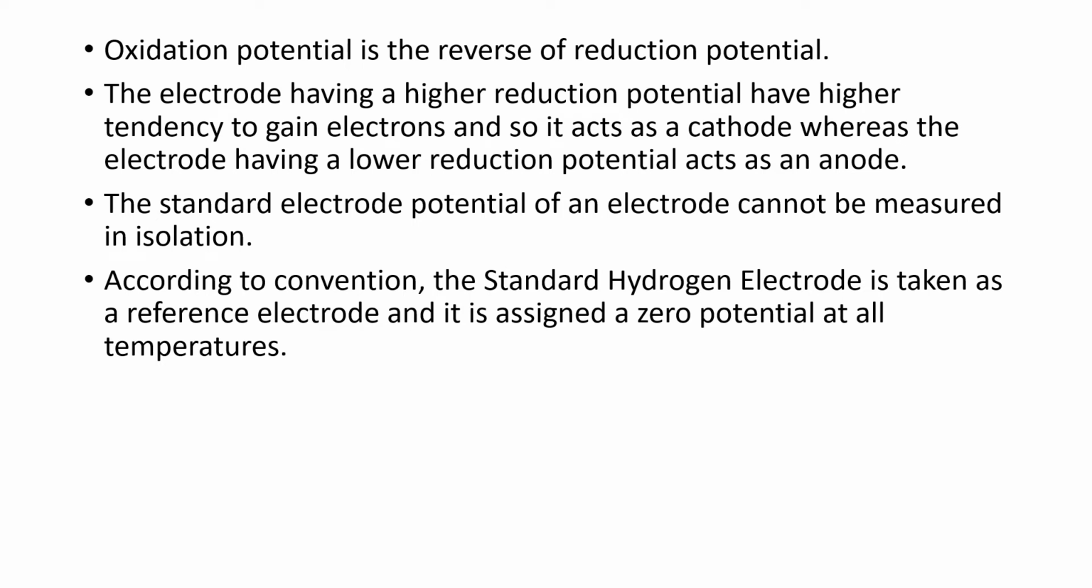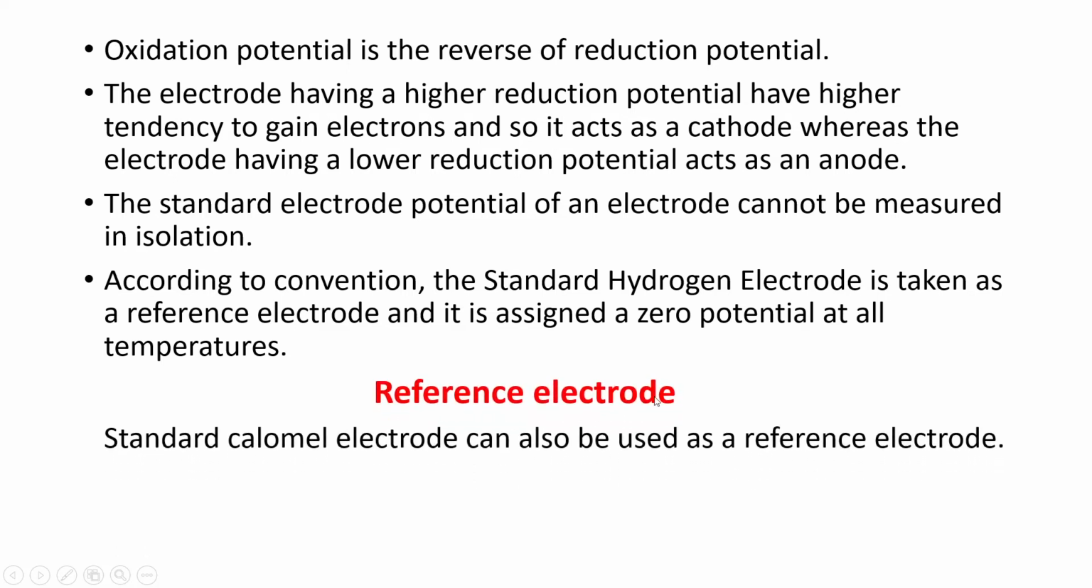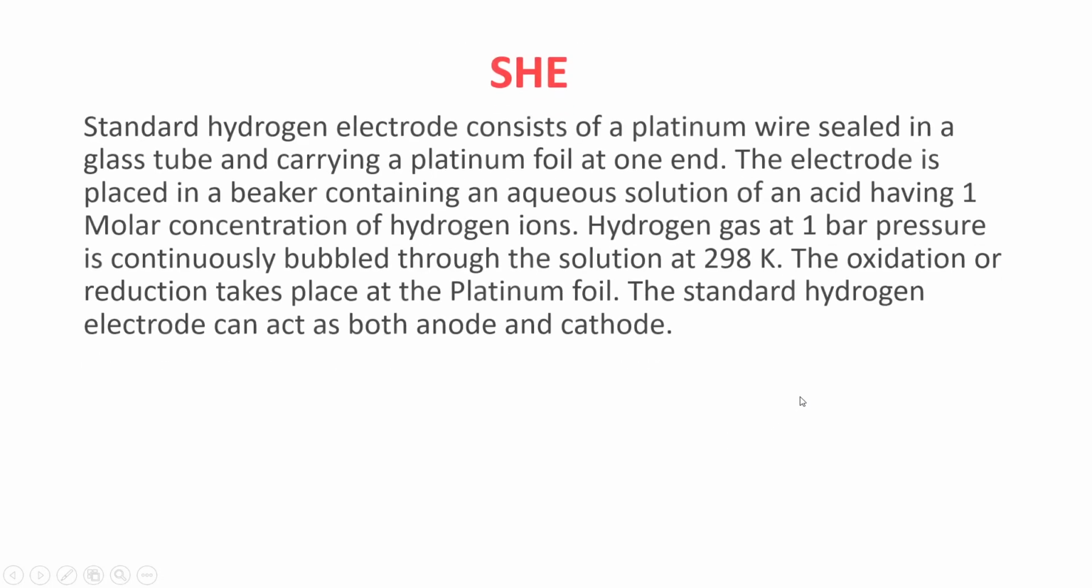The standard electrode potential of an electrode cannot be measured in isolation. It is always measured in reference to hydrogen, or the standard hydrogen electrode. According to the convention, the standard hydrogen electrode is taken as a reference and is assigned a potential of 0 at all temperatures. A reference electrode could also be something like the standard calomel electrode, which can be used apart from the standard hydrogen electrode.